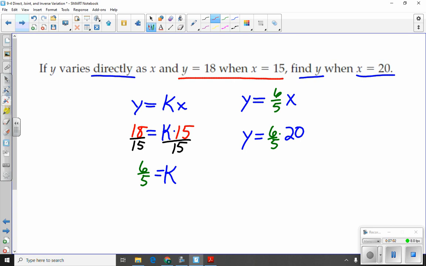So 6/5 is a fraction, or it's a divide by 5 if you want to think of it like that. I want to start with 20, divide by 5 is a 4. 6 times 4 is 24. That is what y would have to equal.